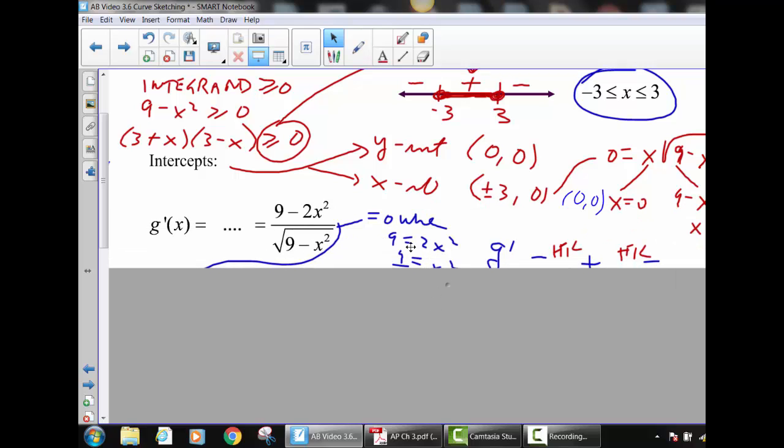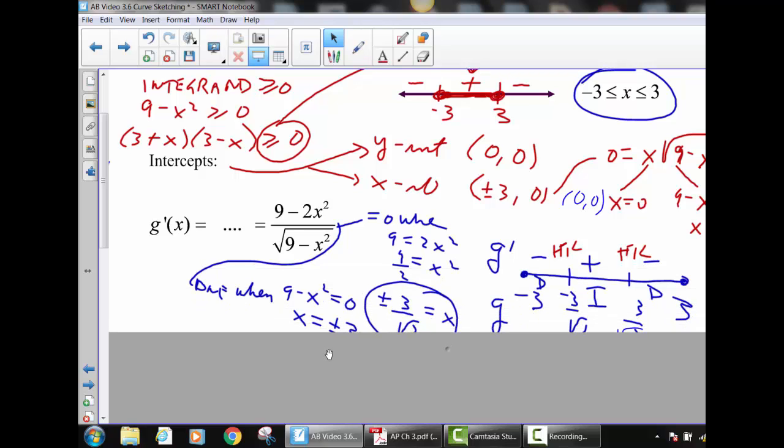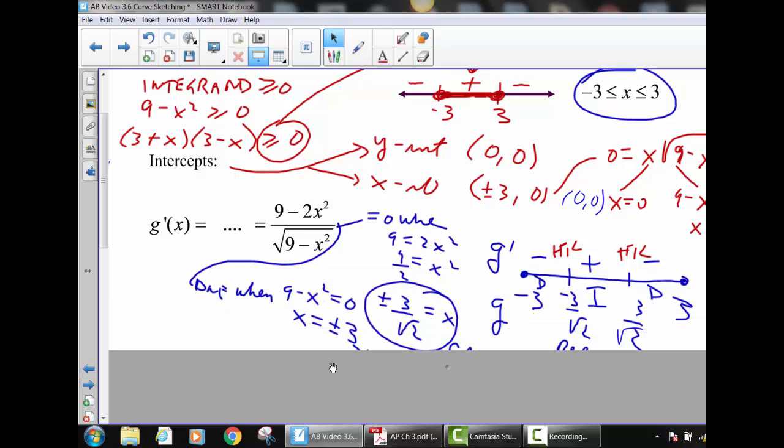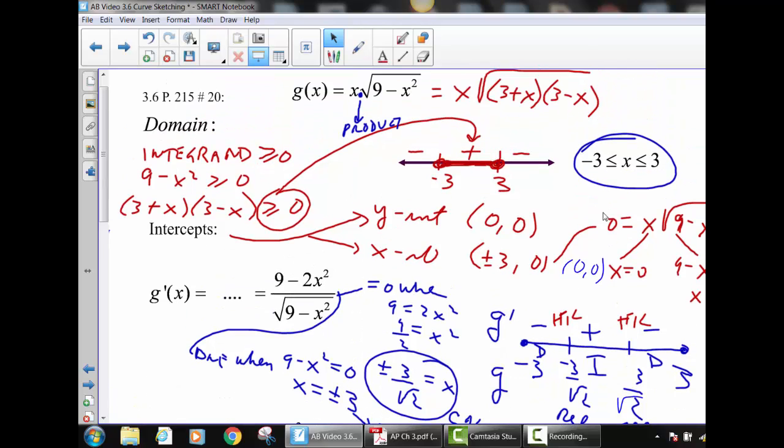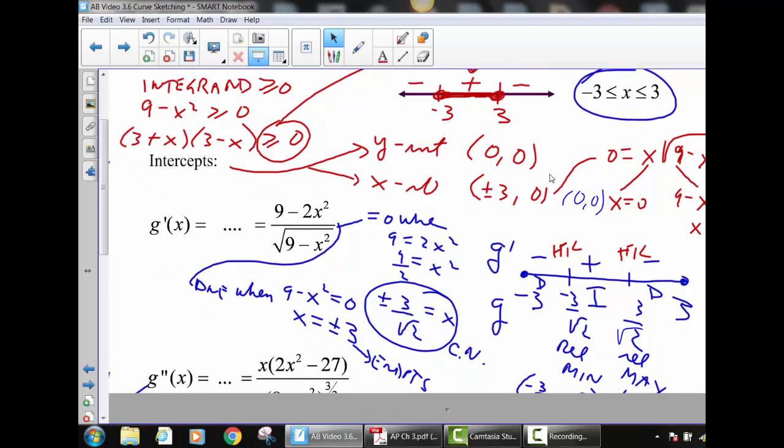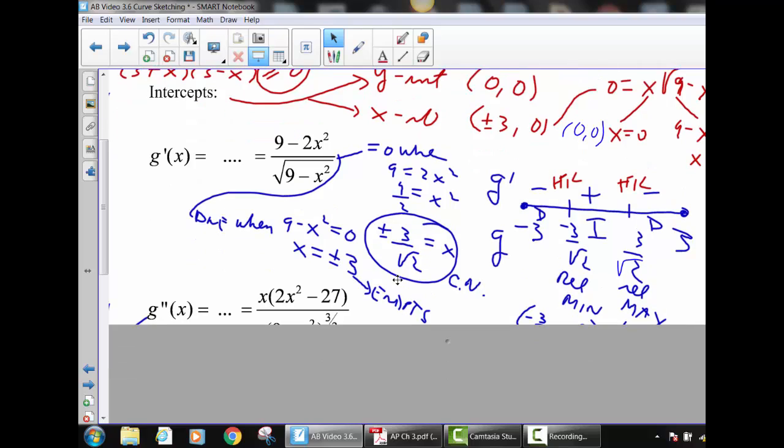First derivative, I'd use the calculator at this point. It's equal to 0 when x equals plus or minus 3 over root 2. It doesn't exist when x equals plus or minus 3. But you have to keep in mind our domain is from negative 3 to 3. So really at negative 3 and 3 you have endpoints. So you're not going to call them relative mins or maxes because there's nothing on one side. There has to be something on both sides for you to be at the top of the hill.